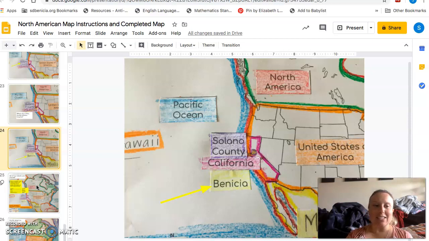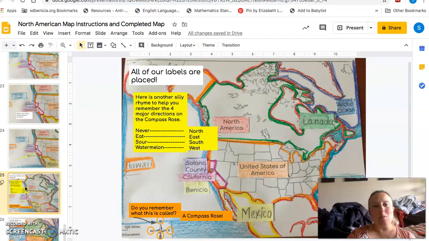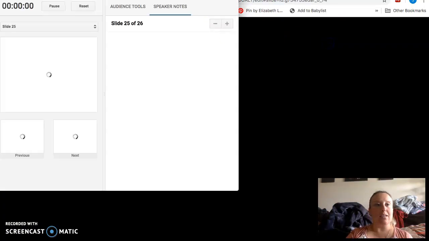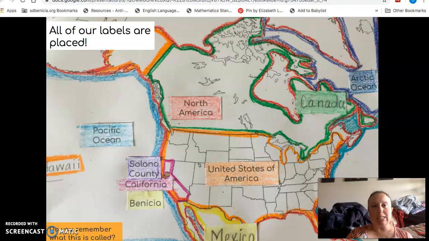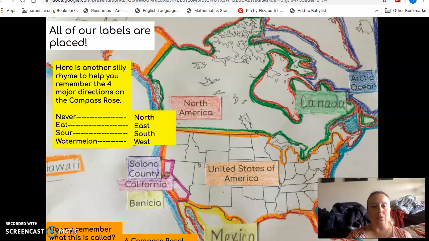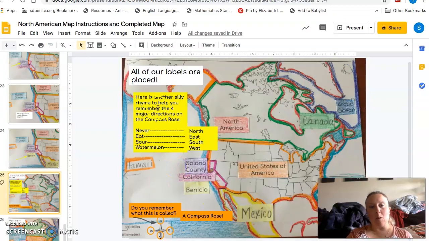All right, last little trick here. Okay, over here you can see that I have asked you a few questions about this. Do you know what this is called? It is called the compass rose. Why don't I present, and then, there we go. Okay, so you can see here that it's asking us do you remember what this is called? And this is a compass rose. And over here, you can see that here is another silly rhyme to help you remember the 4 major directions of the compass rose. Never eat sour watermelon. North, east, south, west.